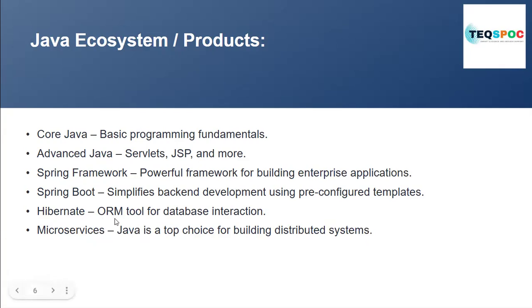Then what is Hibernate? Hibernate is an ORM tool for database integration, an object relational mapping tool. This basically simplifies our backend integration in our application. We will also cover Hibernate and microservices. In microservices, Java is the top choice for building a distributed system. Here in microservices, you will make communication between two or more applications.